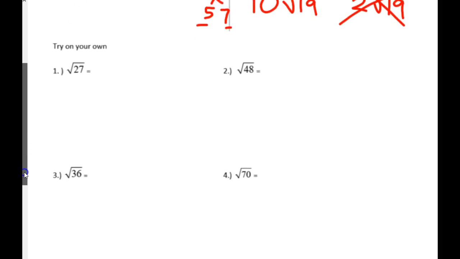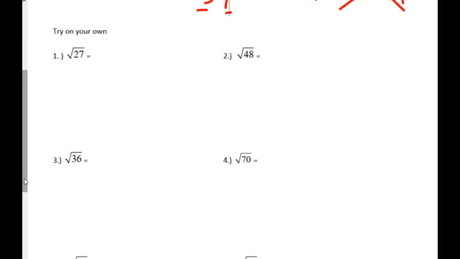Okay, on number 1, we're going to do these a little bit quickly because of time, but did you get 3 times 9 and then 3 times 3? Okay, so you have 1 pair of 3s and a loner 3, so you'll have 3 square root of 3.